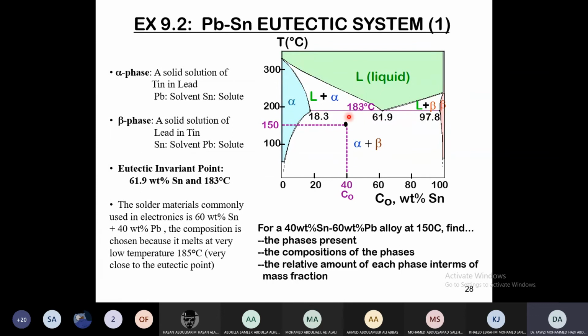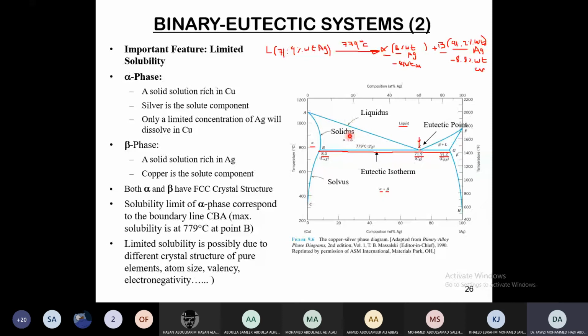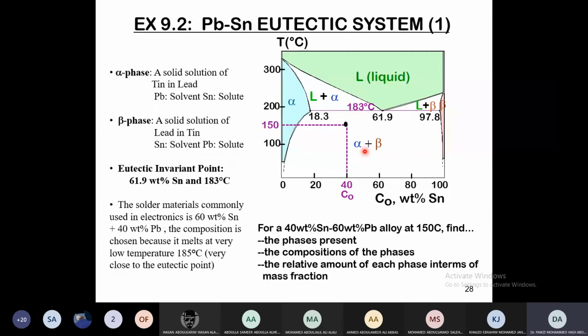We had 779, nearly 800 degrees centigrade. So the shape of the phase diagram is the same, but the variables that you have there are quite different. We will leave this for next time. We are going to finish this next time. Hopefully we need one or 1.5 lectures to finish this chapter, and then we will start chapter 10. Any questions?